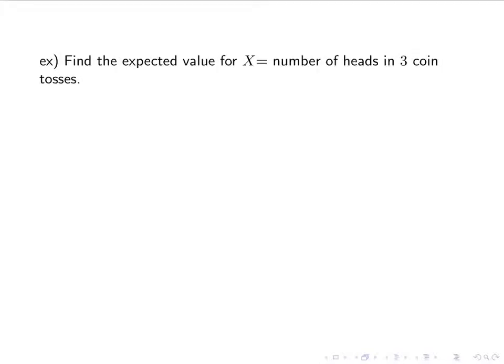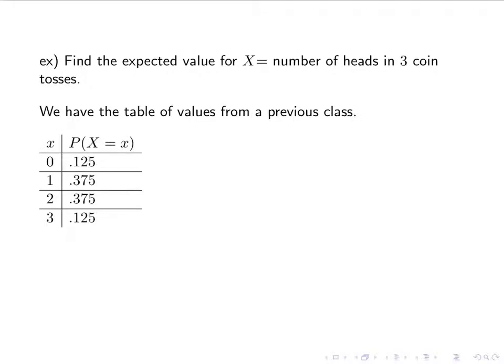So we're going to find the expected value for X, which is going to be the number of heads in 3 coin tosses. We need the table of values, which we looked at before. So if X is 0, then P of X equals x is 0.125. The probability of 1 head is 0.375. The probability of 2 heads is also 0.375. And the probability of 3 heads is 0.125.